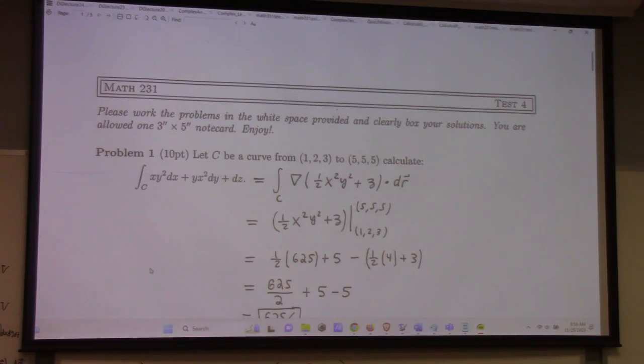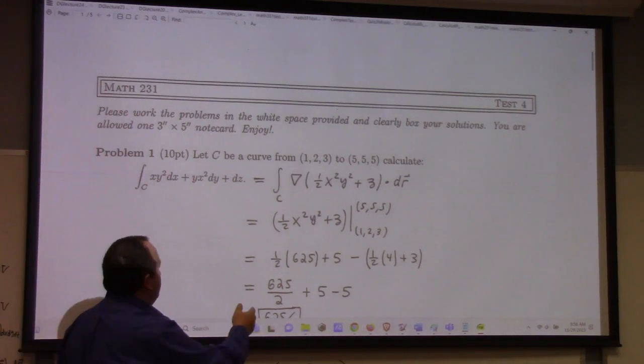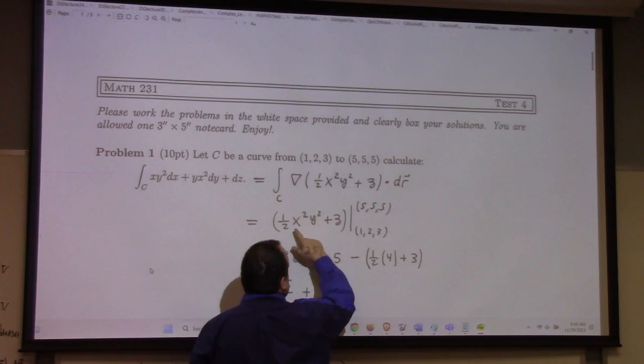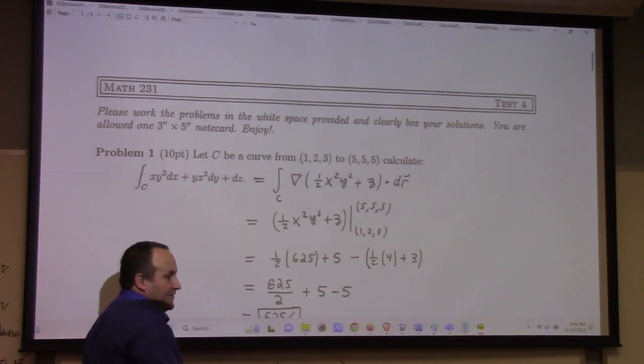In fact, if you look at the problem here, this is what I've been telling some of you about. If I ask a question where I say calculate a line integral over a curve, and all I do is give you the endpoints, the only way that problem makes sense is if the vector field is conservative, right? So this one is, there's its potential function, and then I use FTC and calculate. Right.